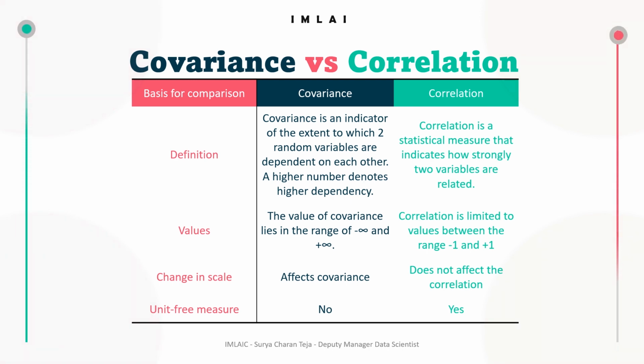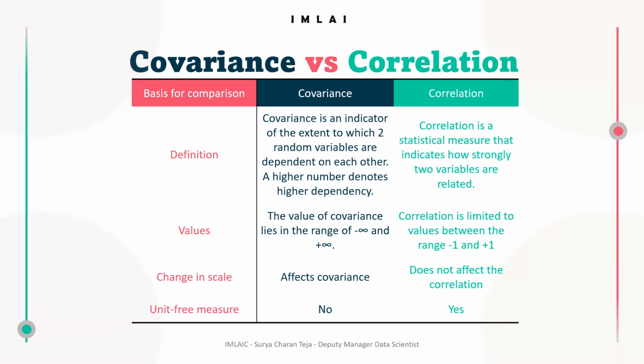And when it comes to covariance, the value of covariance lies in the range of -infinity to +infinity. And the higher the number, the higher the dependency. So if it is a higher negative value, it is a higher negative covariance. If it is a higher positive value, it is a higher positive covariance.